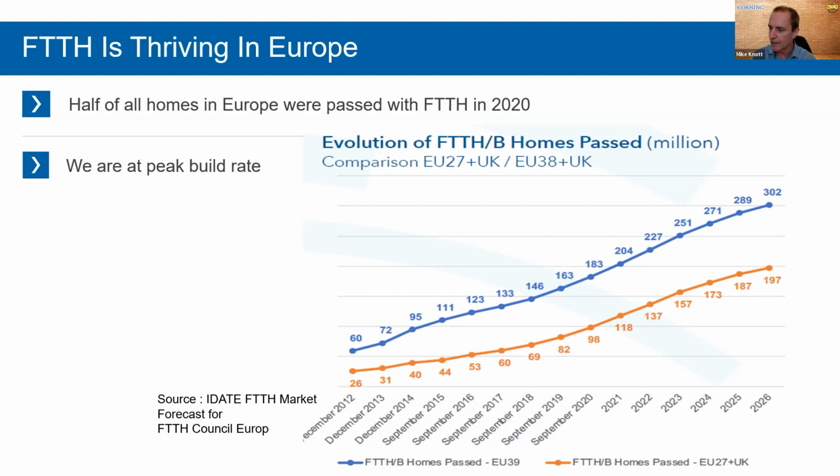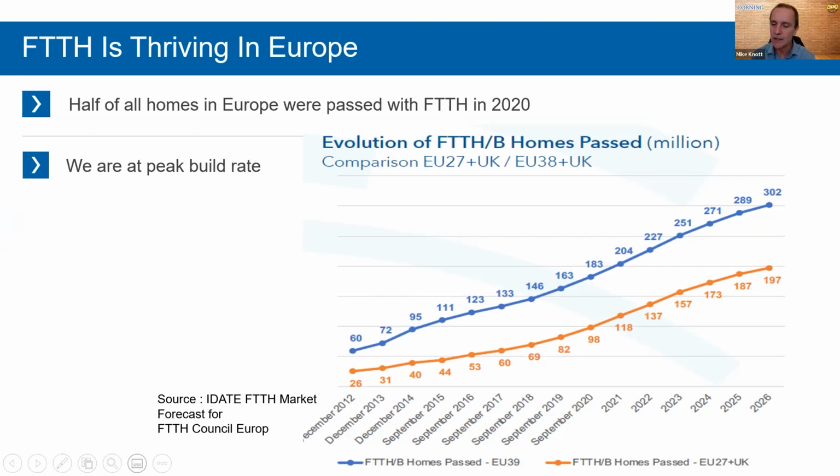What the council do is they issue an annual report at their Fibre to the Home conference on the state of the nation, or the state of Europe, if you like: how many homes have been passed and which countries have done most of the homes passed. And this is the top level graph, I guess. It goes right from 2012 to 2026.